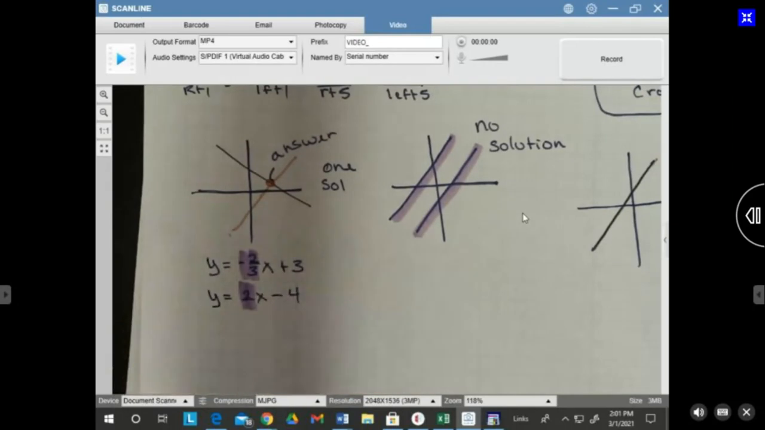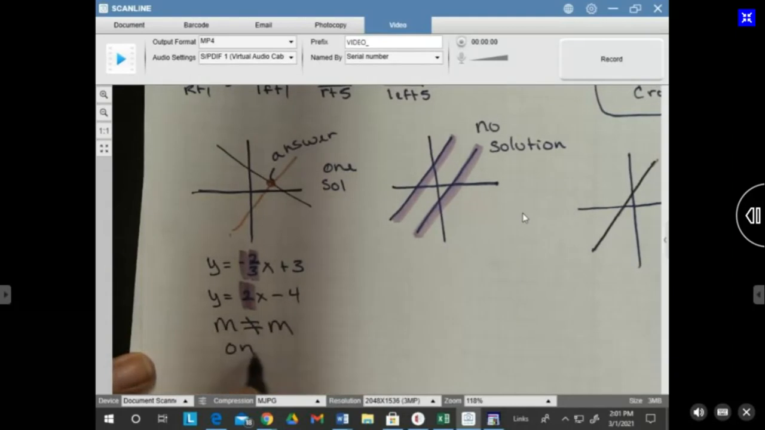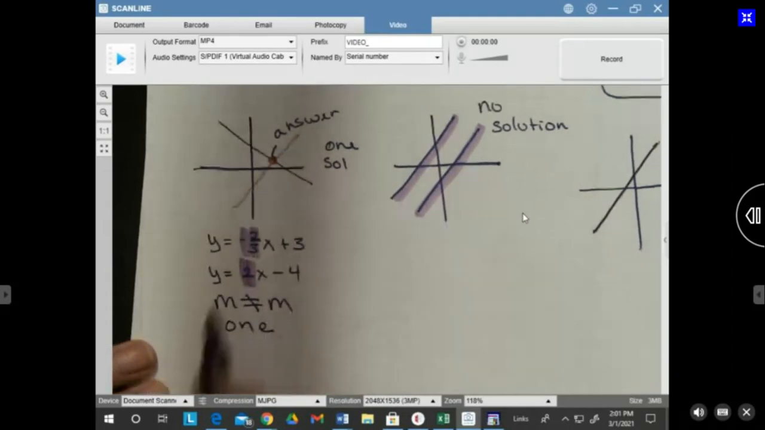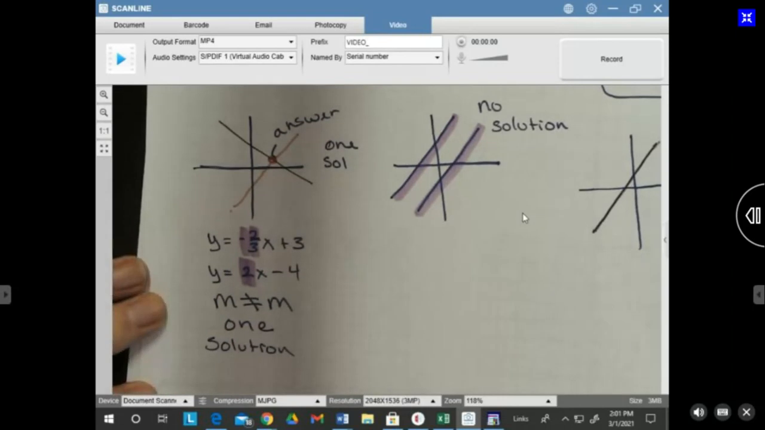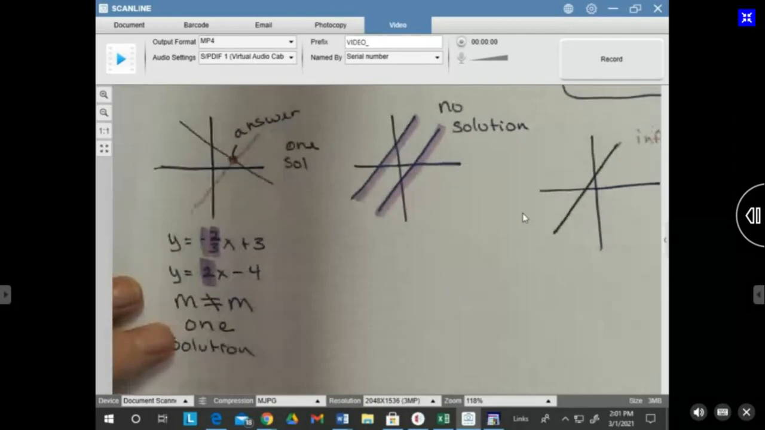If m does not equal m, you know you will have one solution. So there's kind of a shortcut. You won't have to graph it if all I'm asking is how many solutions. If the slopes are different, one solution.